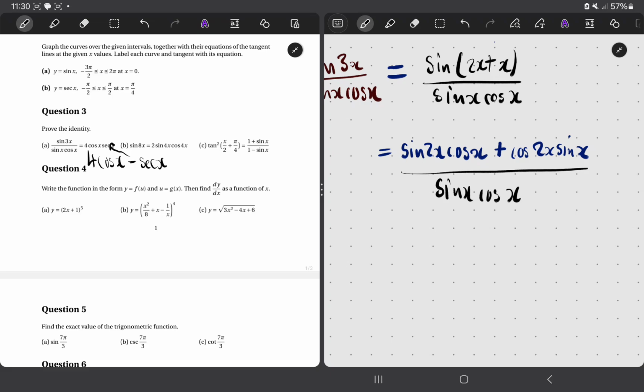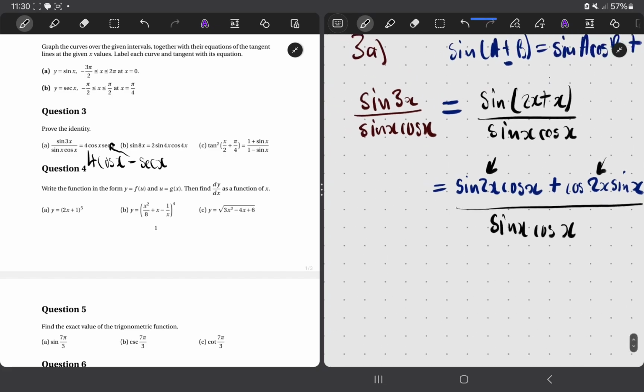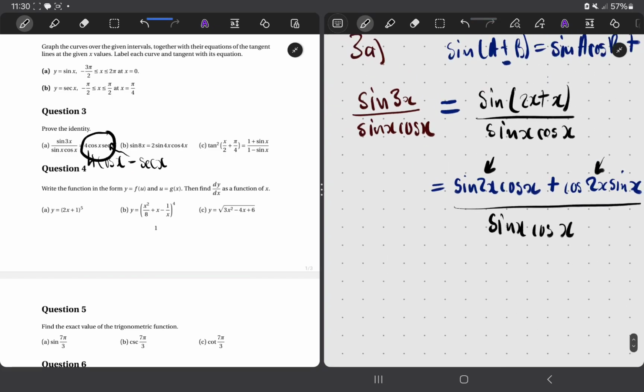Now, what should we then do here? Because I see I have a cos 2x and a sine 2x. So what should I do? Well, I know what to do. I'm going to work on these double angles, because I don't have them in the final identity here. I have 4 cos of x, then sec of x, so there's no 2x.